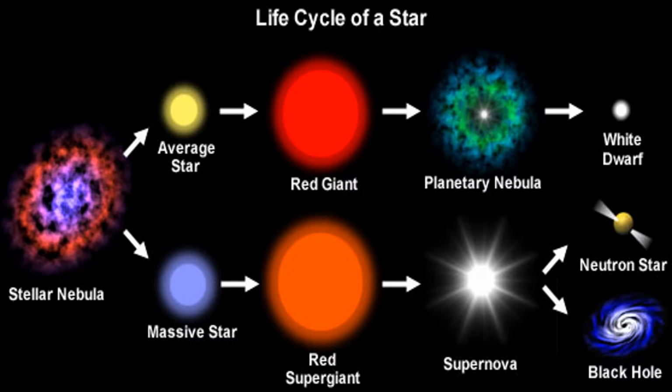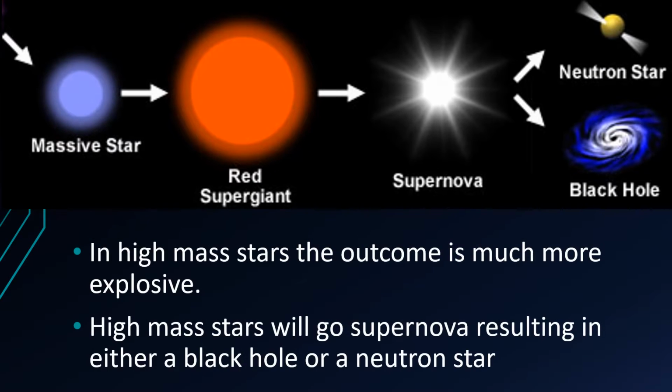And so we're going to take a look now at the high mass stars. High mass stars are going to have a much more explosive outcome, because high mass stars will go supernova. Stars like the sun don't have enough mass to go supernova. These high mass stars will, when they go supernova, make a massive explosion, needless to say. Depending on its mass, if it's a super massive star, it can become a black hole. If it's a lower high mass star, it will become a neutron star.